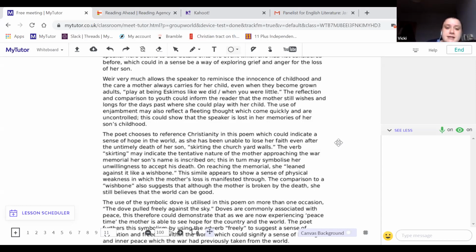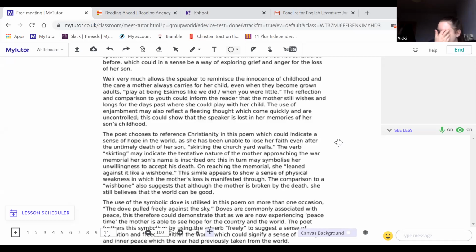The verb skirting may indicate the tentative nature of the mother approaching the war memorial her son's name is inscribed on. This in turn may symbolise her unwillingness to accept his death. On reaching the memorial, she leaned against it like a wishbone. This simile appears to show a sense of physical weakness in which the mother's loss is manifested through. The comparison to a wishbone also suggests that although the mother is broken by the death, she still believes that the world can be good.